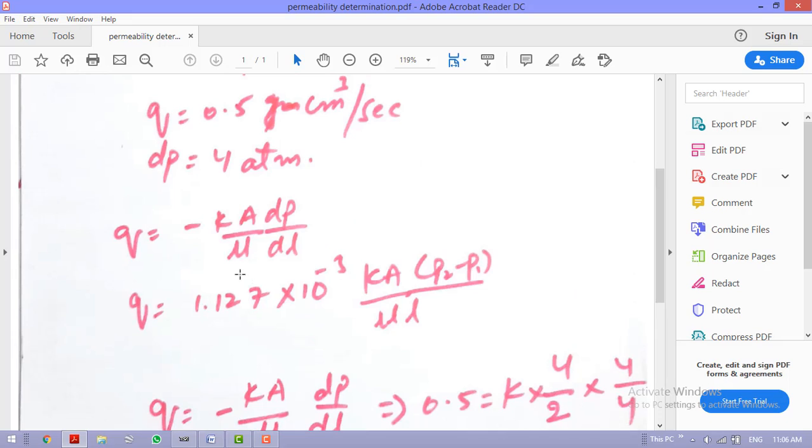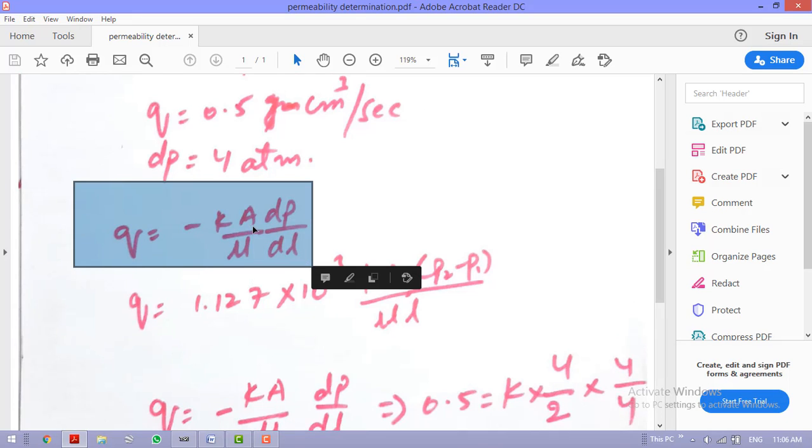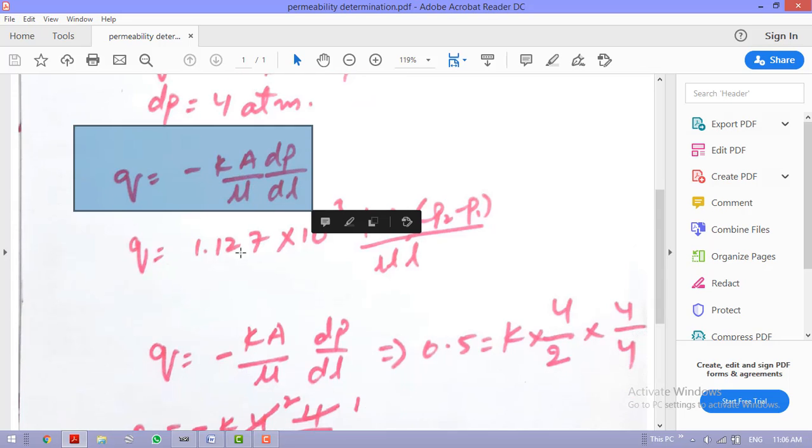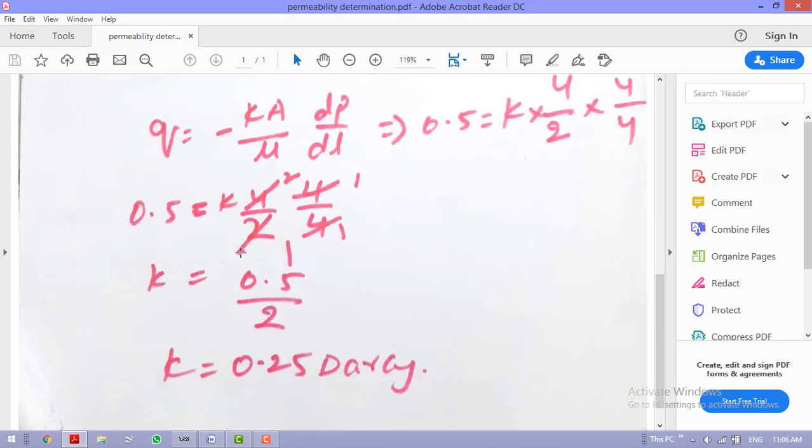Although this formula is in terms of Darcy only. If you want it in terms of millidarcy, then you have to divide it by 1000. Then you will get 0.25 divided by 1000 in terms of millidarcy.